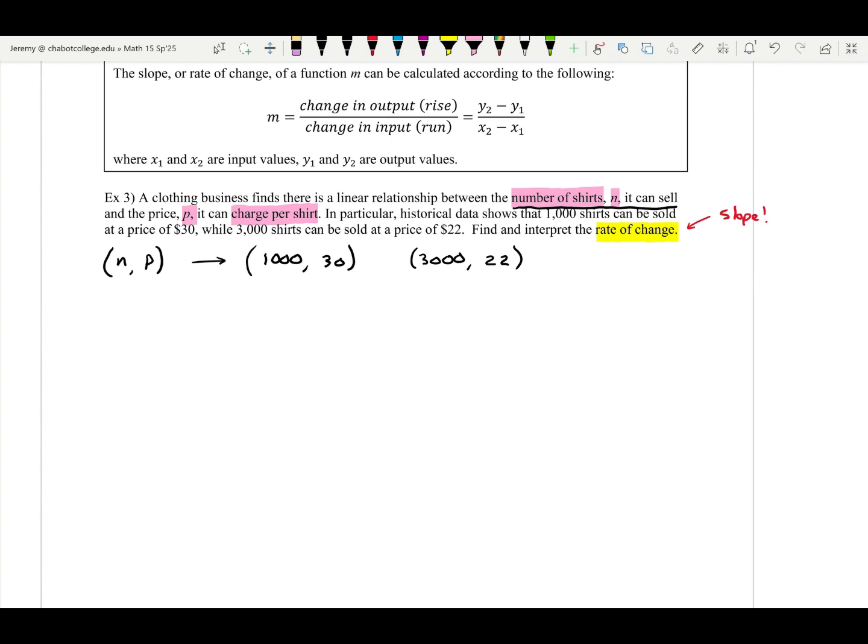All right. Oh, and this P, really, I should express it as a function of N. I could think of this as P of N. Because now I want to label these, like always. I'll call this N1, and then 30 can be P of N1. And I'll call 3,000 N2, and this is P of N2. So now we can find the rate of change.